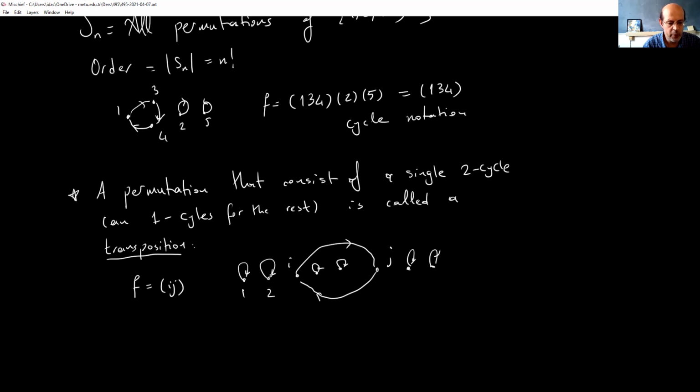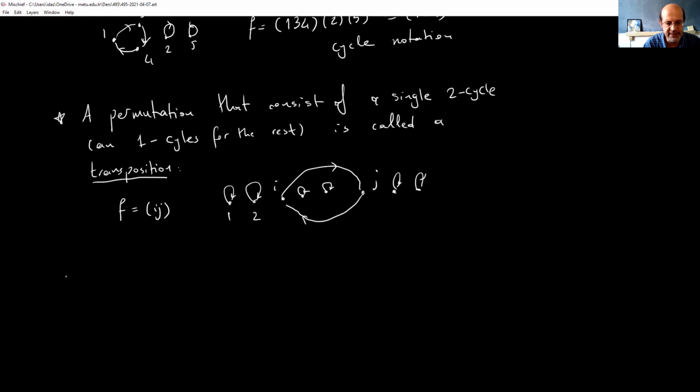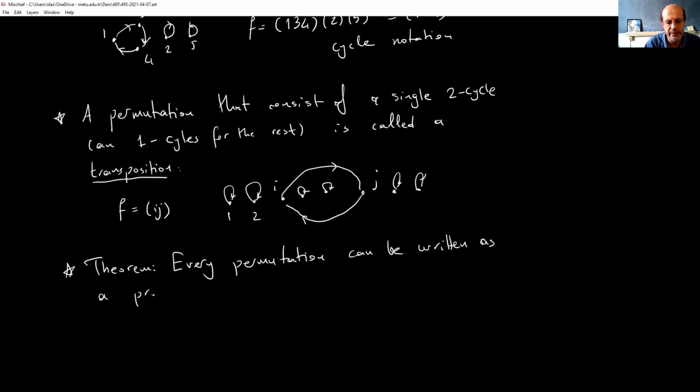And so one result here that is of importance is this theorem. I'm just going to write a theorem here. Let me say it like this: every permutation, I mean, it basically says that you can obtain every permutation as a sequence of transpositions. Every permutation can be written as a product of transpositions.